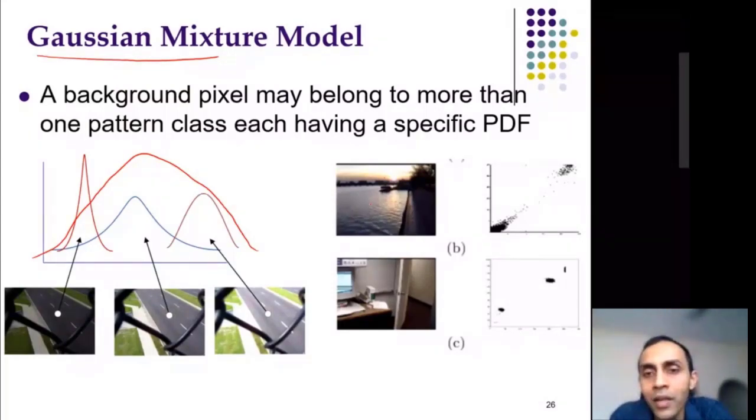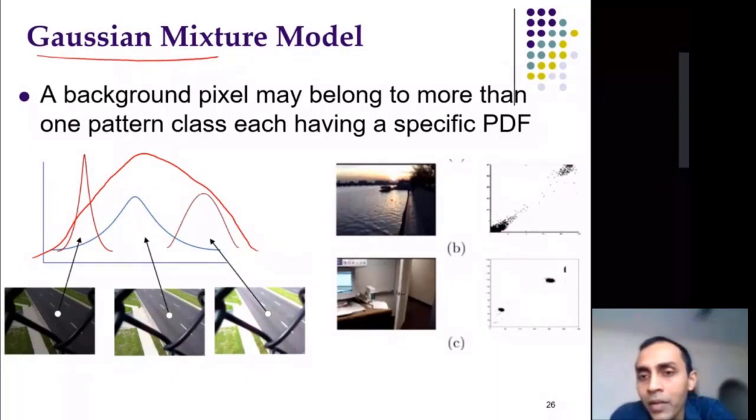For example, here I think it's a water body where, due to the movement of the waves of the water body, there may be flickering, and the intensity distribution may be changing. So this is a plot of the intensity distribution for one particular pixel location.